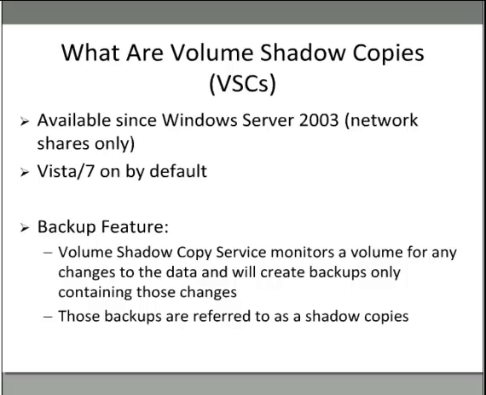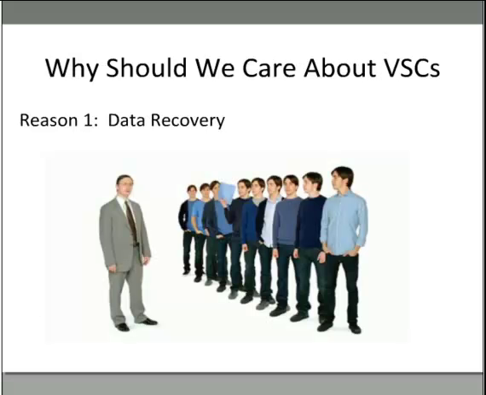And volume shadow copies is just a backup feature. What happens is, if there's any changes done to the volume, then a backup gets created, and that backup only contains the changes, and that's what's called a shadow copy. For anyone who wants a better way to explain it, there are some other sources. I believe I put some links on my blog about it, but they go into more depth. I was just trying to provide a quick overview, just explaining what they are.